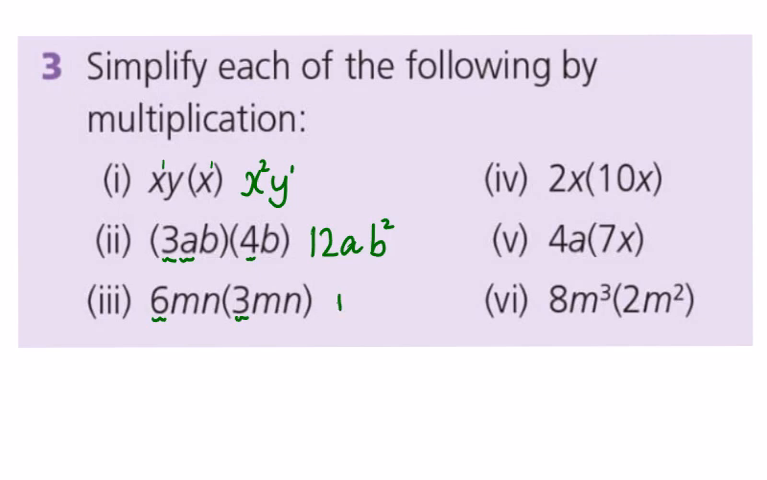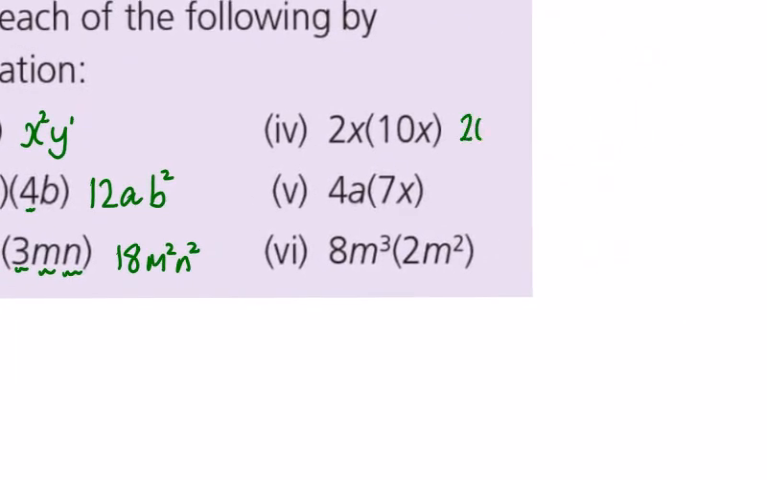6 by 3 is 18. M by m is m squared. And n by n is n squared. Number 4, we have 2 by 10 is 20. And x by x, you've heard it so many times now, x by x is x squared. 4 by 7 is 28. A by x is just a by x. 8 by 2 is 16. And m to the power of 3, again, by m to the power of 2 is m to the power of 5.